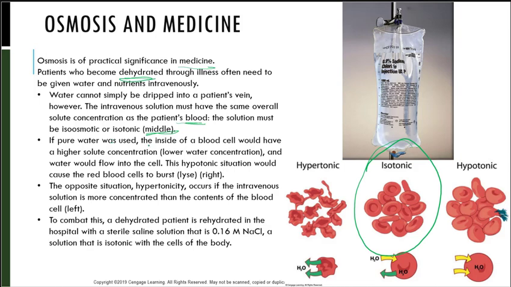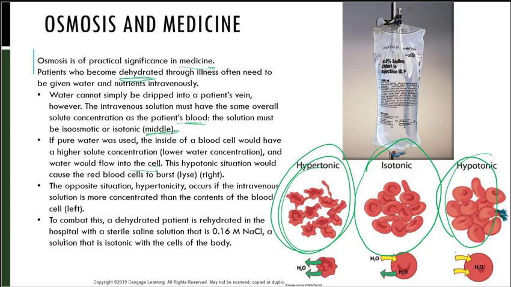If pure water was used, the inside of a blood cell would have a higher solute concentration, and water would flow into the cell, and that would cause a hypotonic solution. And your red blood cells would burst. See how they get inflated? The opposite situation, hypertonicity, occurs if the intravenous solution is more concentrated than the contents of the blood, which would be this guy. So to combat this, a dehydrated patient is rehydrated in the hospital with a sterile saline solution that is 0.16 molar sodium chloride, a solution that is isotonic with the cells in the body.